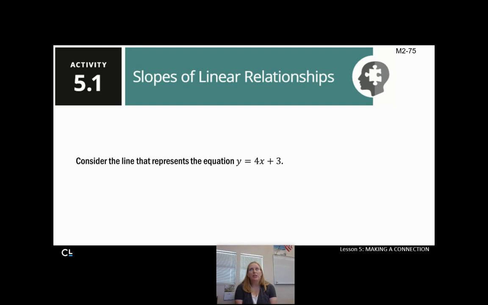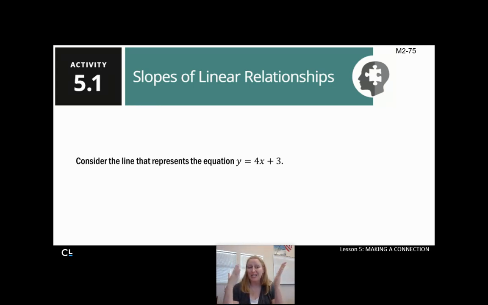So we have been looking at all these different ways to represent our linear relationships. We can represent them with tables, with equations, with scenarios, with graphs, right? We've been playing with moving in between all of these. So here's what we're doing for activity 5.1. I would like you to consider the line that represents the equation 4x plus 3.